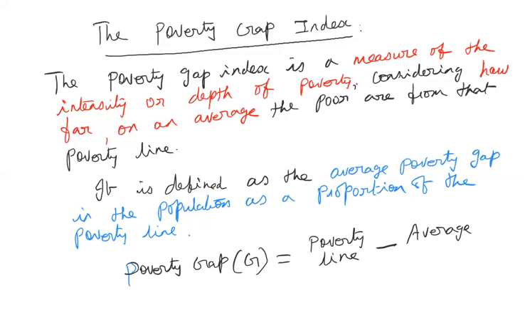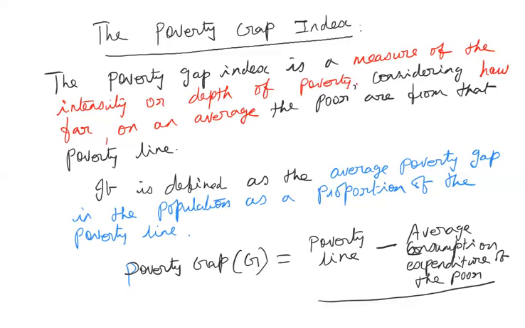And average consumption expenditure of the poor, divided by poverty line. So this is a formula, this is what is written in the form of sentences as a proportion of the poverty line. Okay, so this is the formula to calculate the poverty gap index. Let me give you a numerical example so that you'll be able to understand it better.